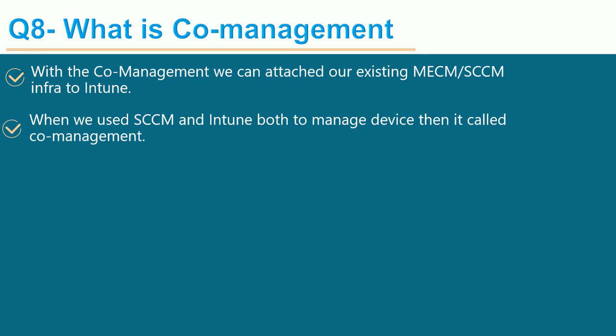When we use SCCM and Intune both to manage the device, it is called co-management. When both applications are managing the device in parallel, or one device is managed by both MECM and Intune, that device is called co-managed. Or another definition: when your device is managed by Intune and SCCM, you can do deployments from Intune and you can do deployments from SCCM, that device is under co-management.